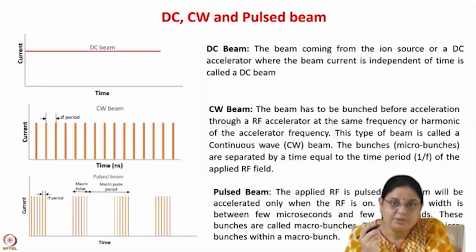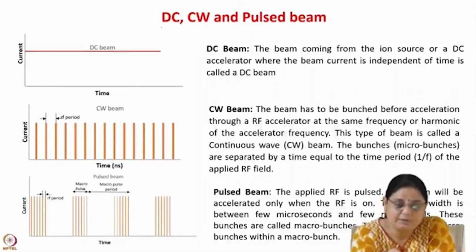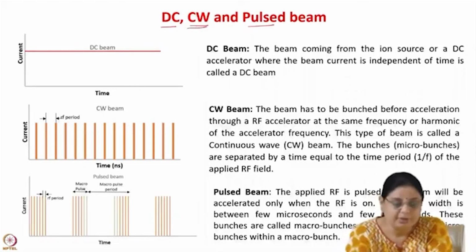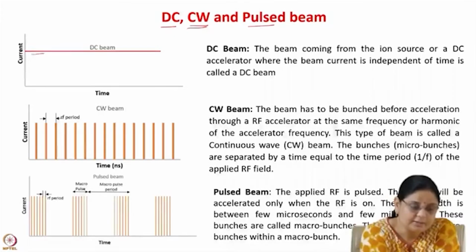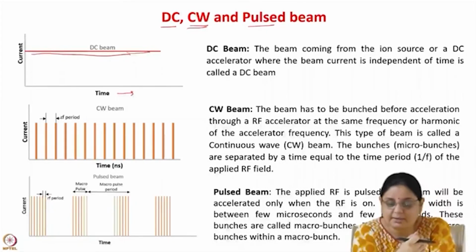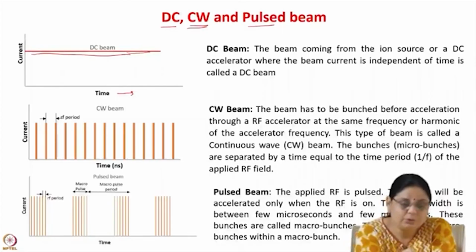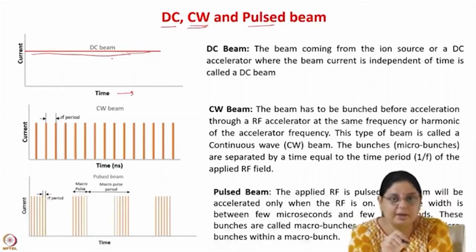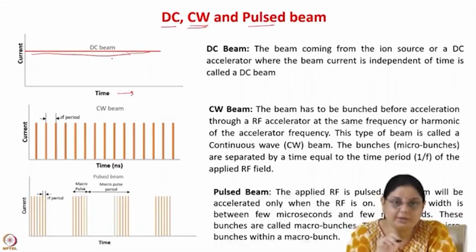Now, what are CW beams? These are continuous wave beams. So let us understand the difference between different types of beams. We have a DC beam, we have a CW or continuous wave beam, and we have a pulsed beam. A DC beam is the beam coming from the ion source or the beam that is accelerated in a DC accelerator. If you see the beam current, it is coming continuously with time. Now you know that a DC beam cannot be accelerated in an RF accelerator. In any accelerator where the fields are varying with time, the DC beam cannot be accelerated.